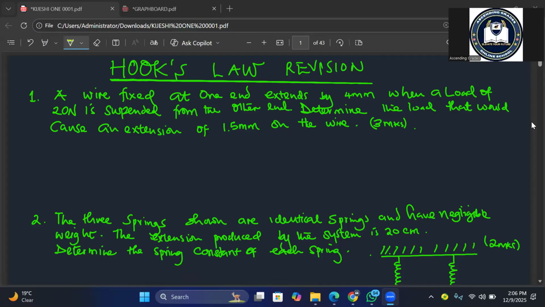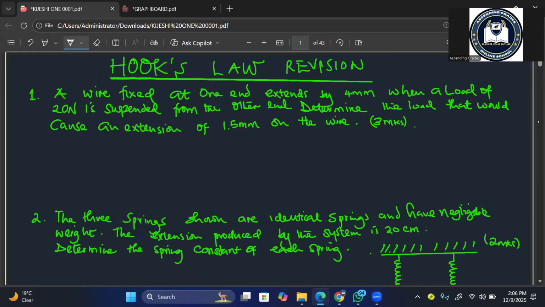Now we can start solving the first question. You are told that a wire fixed at one end extends by 4 millimeters when a load of 20 newtons is suspended from the other end. Then you are told, determine the load that would cause an extension of 1.5 millimeters on the wire.